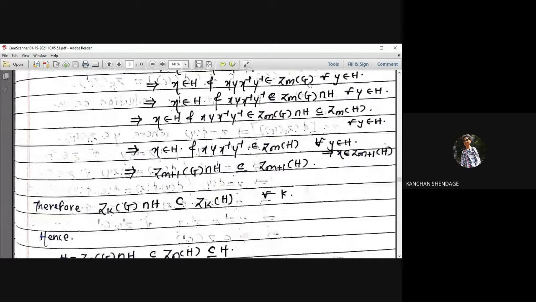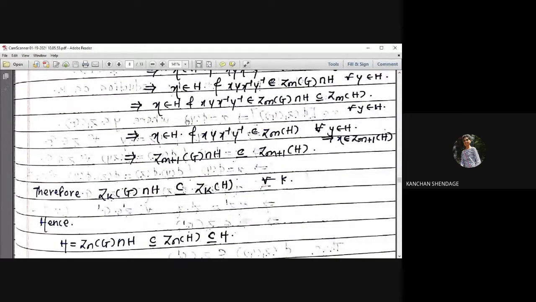x inverse is in Zm of g, but how does it come in h? It is in the intersection, which means it is also in h. Where is x from? From h. Where is y from? From h. Where will xy come? In h. Where will x inverse y inverse come? It will come in h only. From this we can write x inverse y inverse is the element from the intersection of Zm of g intersection h.